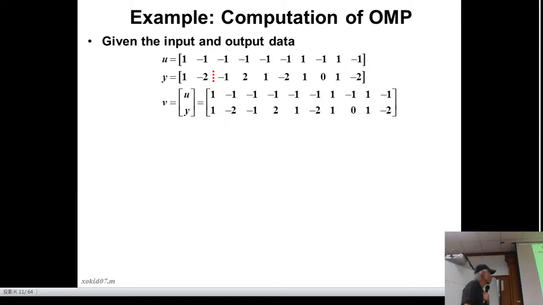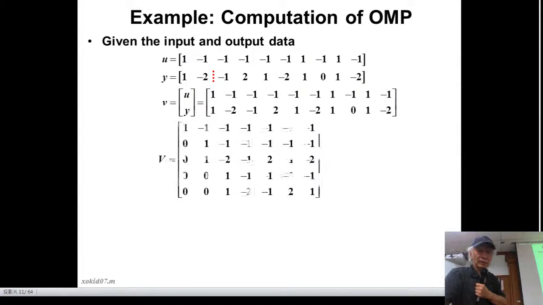I say u equal to 1, minus 1, minus 1, minus 1, minus 1, minus 1, 1, minus 1, 1, minus 1. My output is 1, minus 2, minus 1, 2, 1, and so on. So my v is I put u and y together. That's my v.